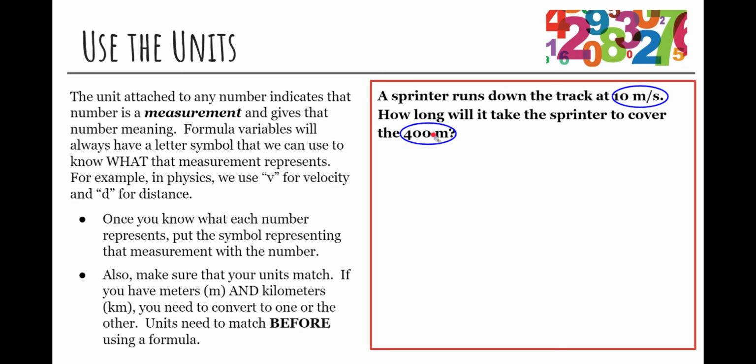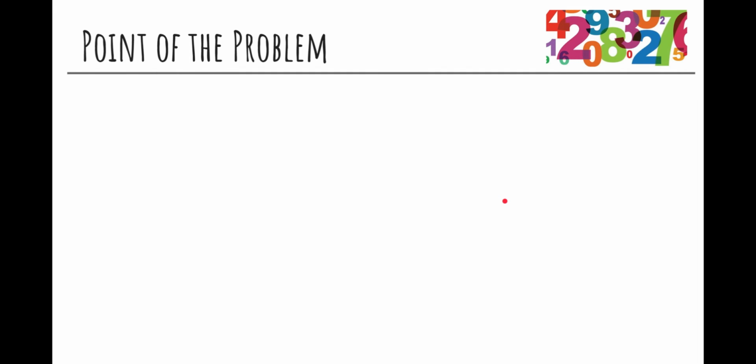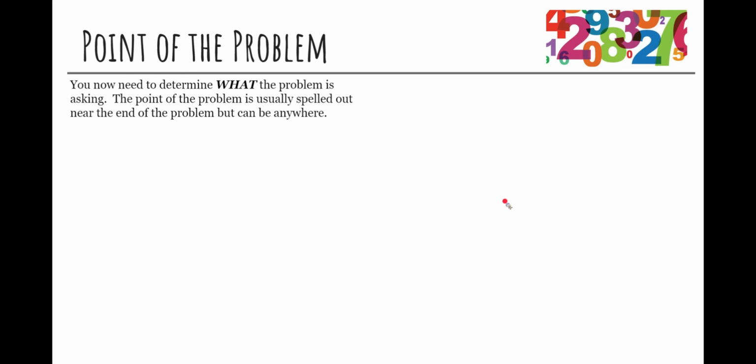So here's our problem again. We've got our numbers with units circled already. But in our table, you can see I've now put the variable symbol, and I've told you what each one means next to the number that it accompanies. So now we've got our units set up. We know what those units mean. The next step is to figure out what the problem is asking for, the point of the problem.